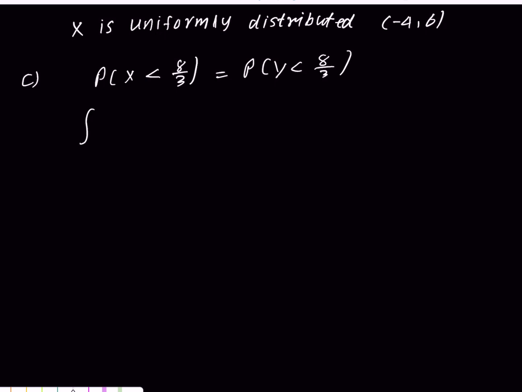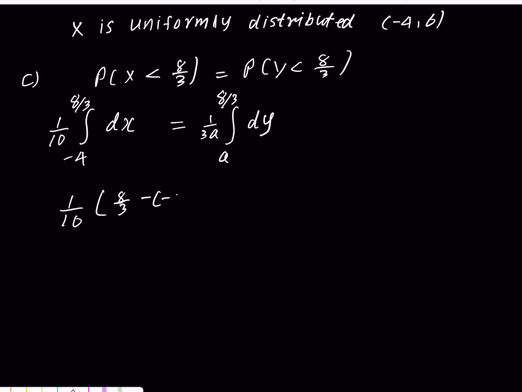The integral of X goes from negative 4 to 8 over 3, of 1 over 10, which I explained last time because that is the f of x, dx. This should be equal to Y going from a to 8 over 3, of 1 over 4a minus a, which is 1 over 3a, dy. Here 1 over 10 times (8 over 3 minus 4), equals 1 over 3a times (8 over 3 minus a).